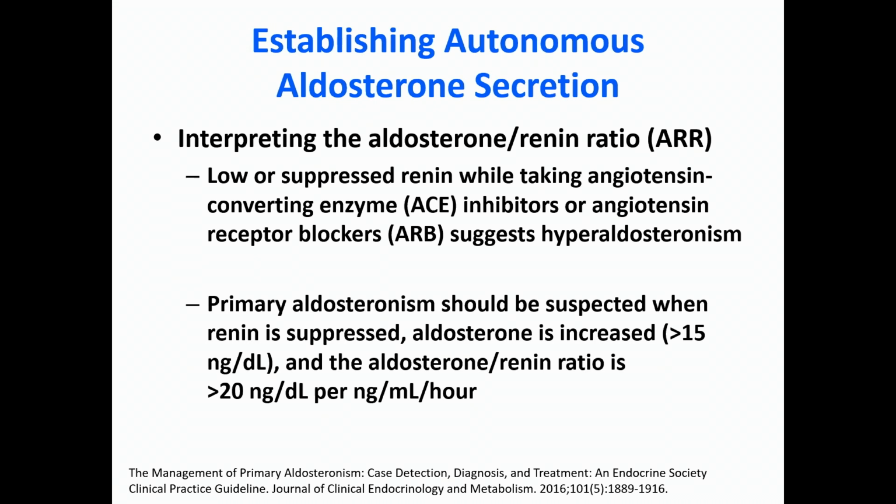In terms of interpreting the ratio, a low renin level or suppressed renin in a patient who's either on an ACE inhibitor or an angiotensin receptor blocker suggests hyperaldosteronism. And primary hyperaldosteronism should also be suspected when the renin is low and the aldosterone is increased greater than 15. Some studies and newer guidelines say maybe even greater than 10, you may want to start suspecting it. And the aldosterone renin ratio will be greater than 20.